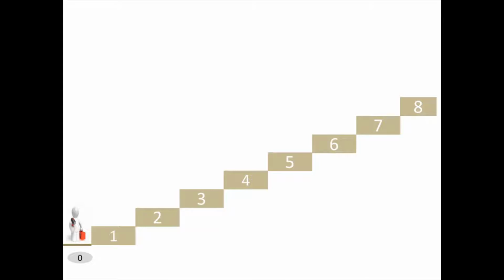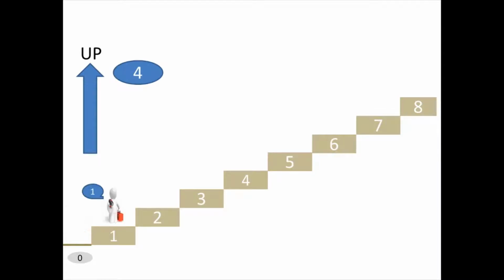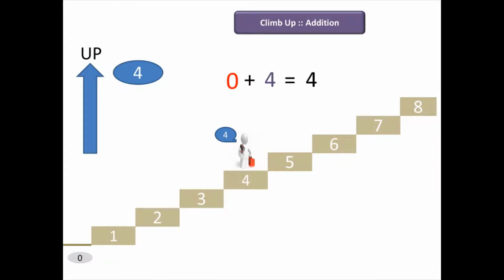Now somebody calls him and asks him to come up by 4 floors. Okay, so he starts climbing. 1 2 3 4. Okay, so initially on which floor he was on? 0th floor. And how many floors he climbed up? 4 floors. And currently he is on 4th floor. So in mathematics, how we will write it? 0 plus 4 equals to 4. Okay, so whenever we climb up, we do addition.